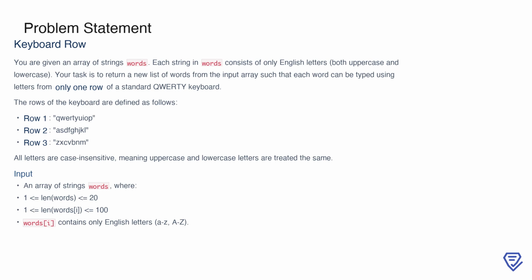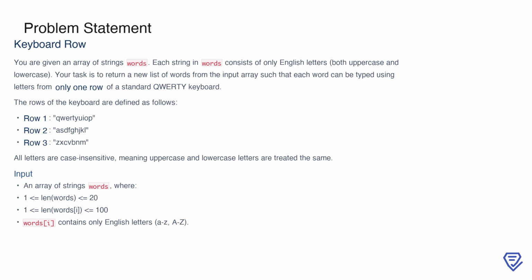In this problem, we are given an array of strings called words. Each string in this array is made up of English letters, which can be either uppercase or lowercase. Our task is to identify and return a new list of words from this input array where every letter in the word can be typed using only one row of a standard QWERTY keyboard.